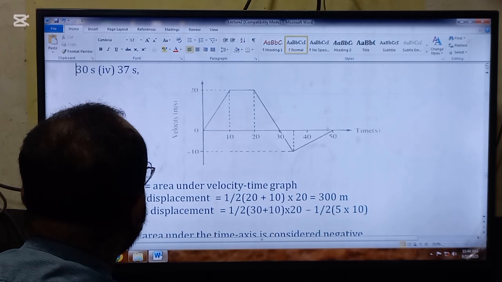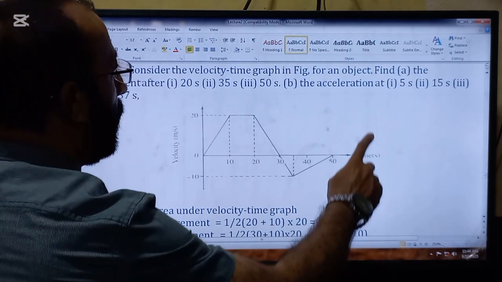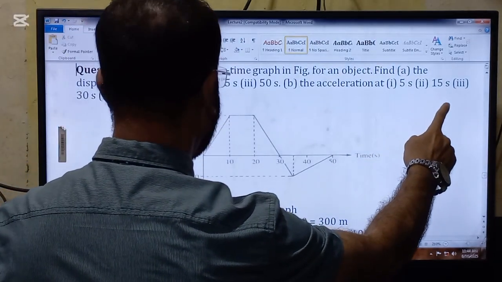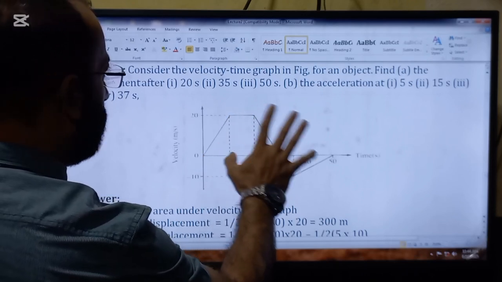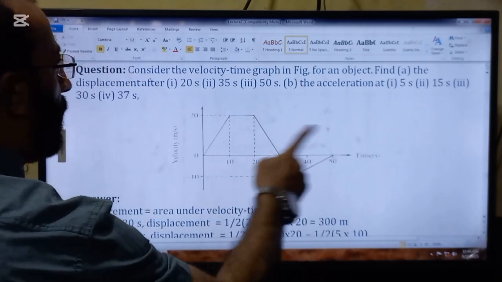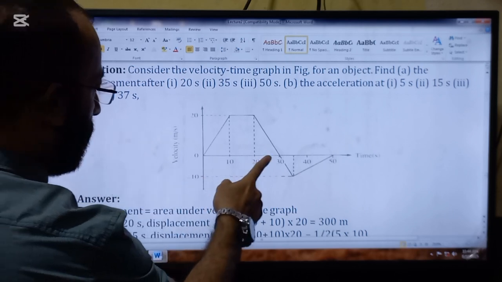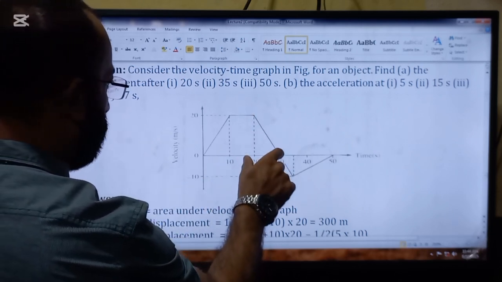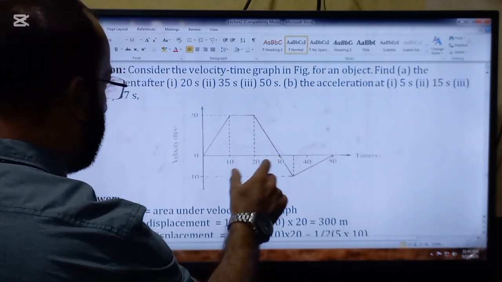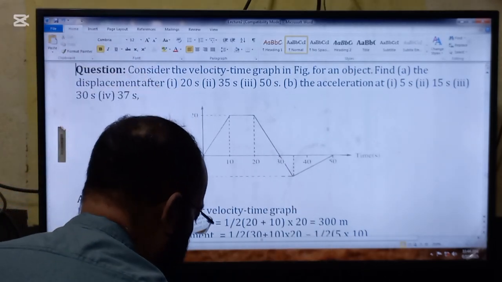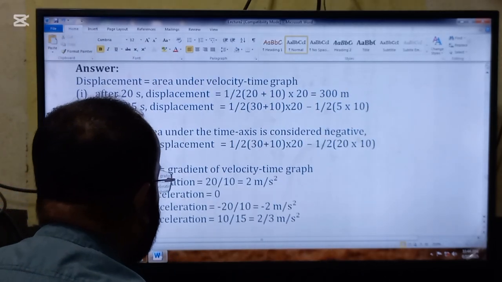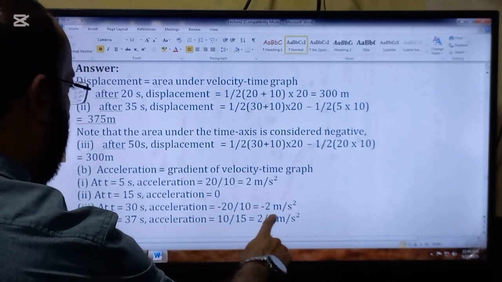In the second part, acceleration required at 15-second time. So 15-second time will be at the horizontal line, so acceleration will be 0. Third part is at 30 seconds. So 30 seconds is here. Rise over fall, so 20 over 10 will be 2. But that will be negative because speed is decreasing. So look now, third part, minus 2.